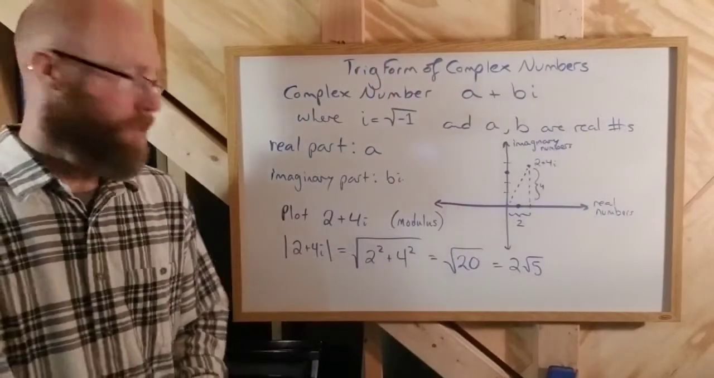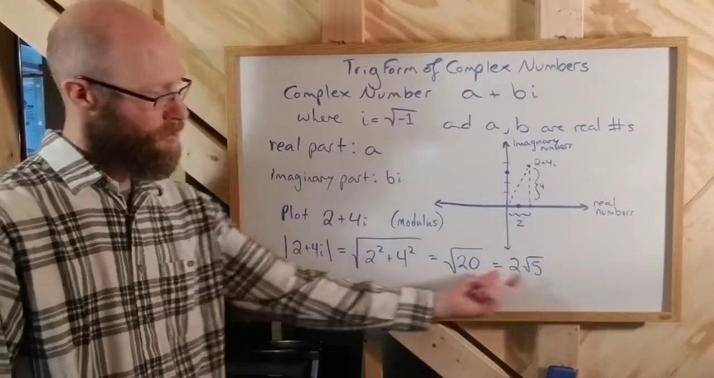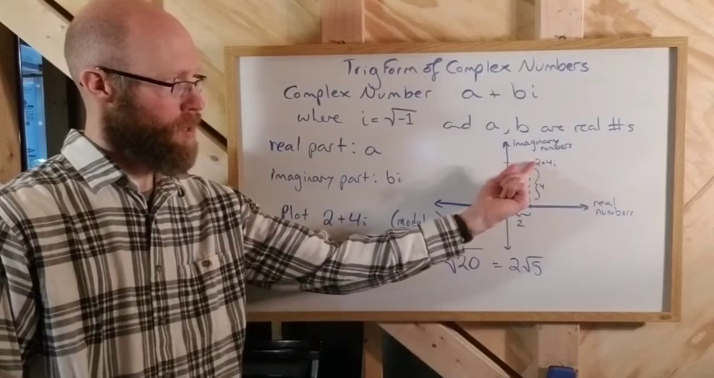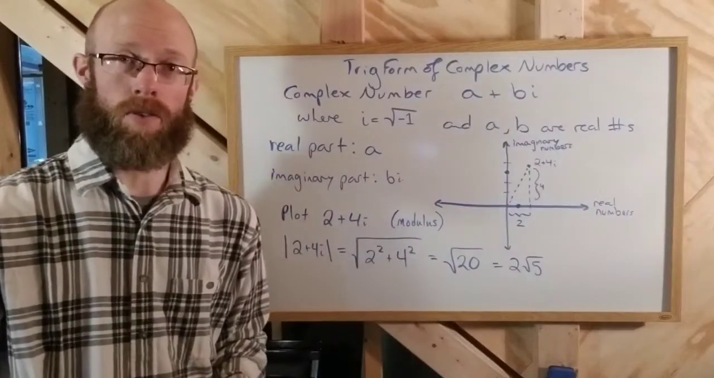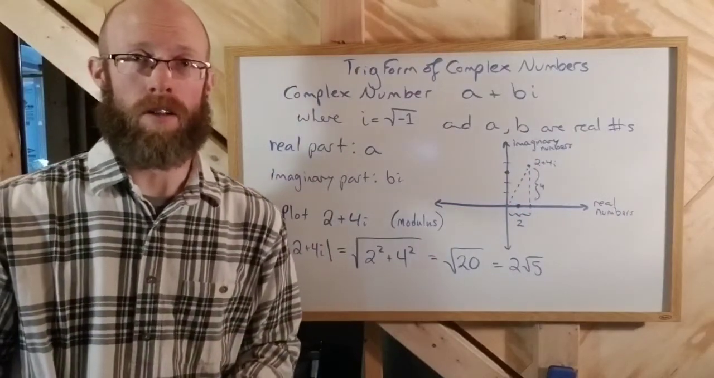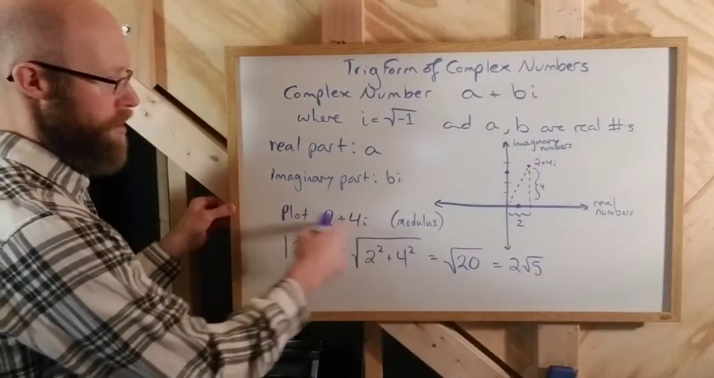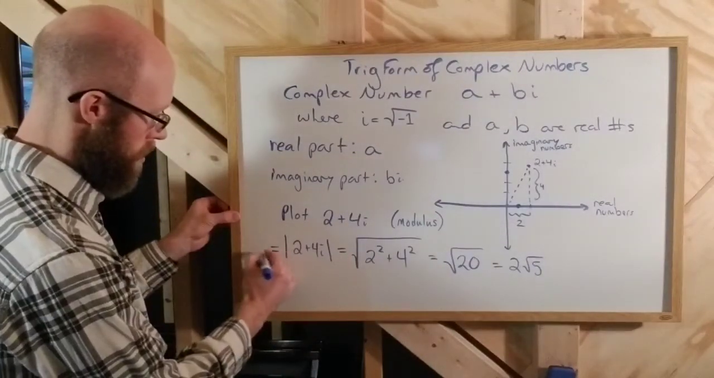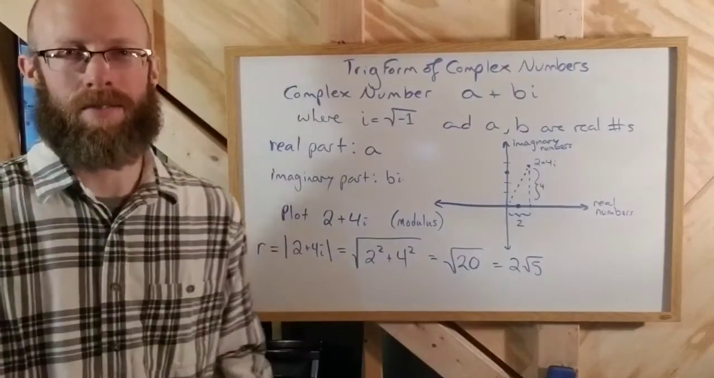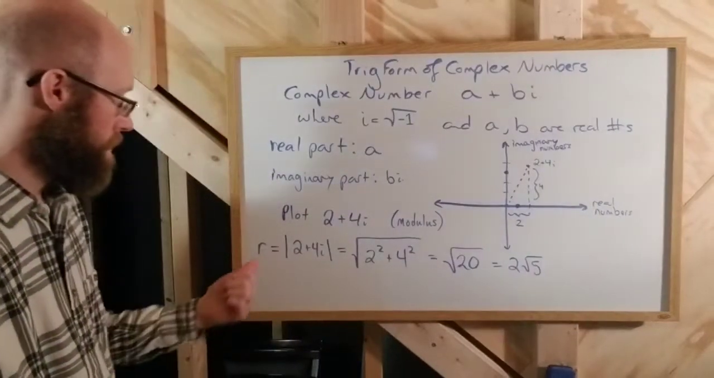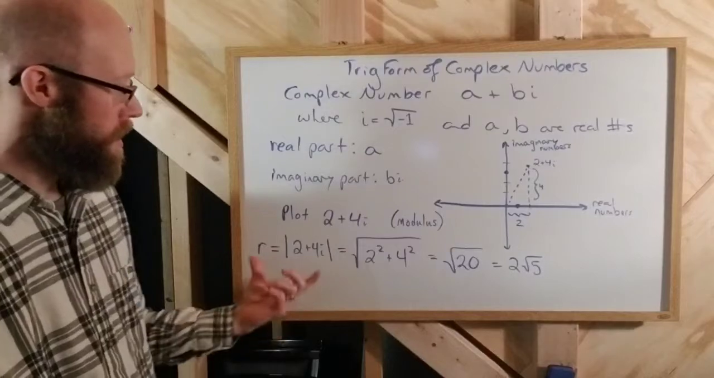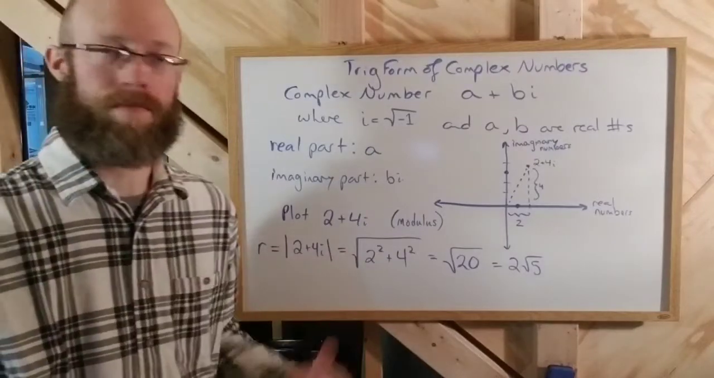Okay? So we can find an absolute value. That is the distance between a complex number and 0. It's also the length of the hypotenuse. Now the modulus we often call r, kind of like for radius. It's the value r, so you'll see that as well.